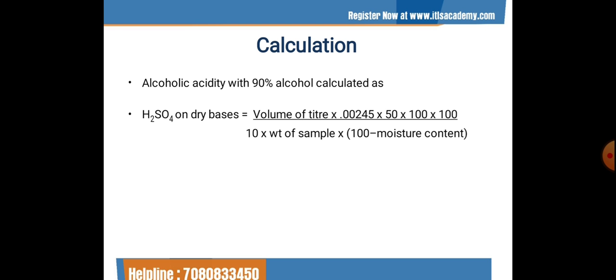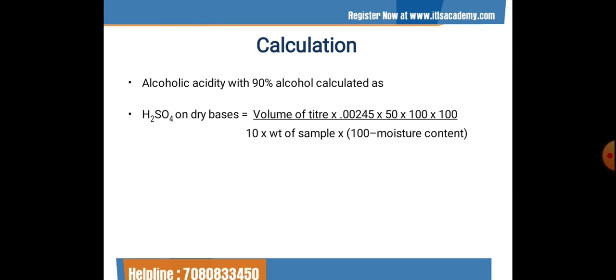The next is the calculation. Alcoholic acidity with 90% alcohol is calculated as H2SO4 on dry basis. Whatever volume of titer is used to react with all the alcoholic acidity of the wheat sample, we have to note down the volume of the titer used. We have to put the value here into 0.00245 into 50 into 100 into 100 upon 10 into weight of the sample. The weight was taken as 5 gram into 100 minus moisture content.